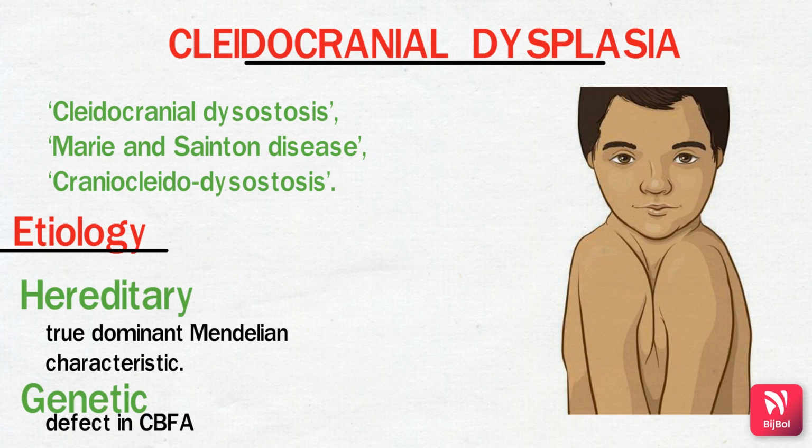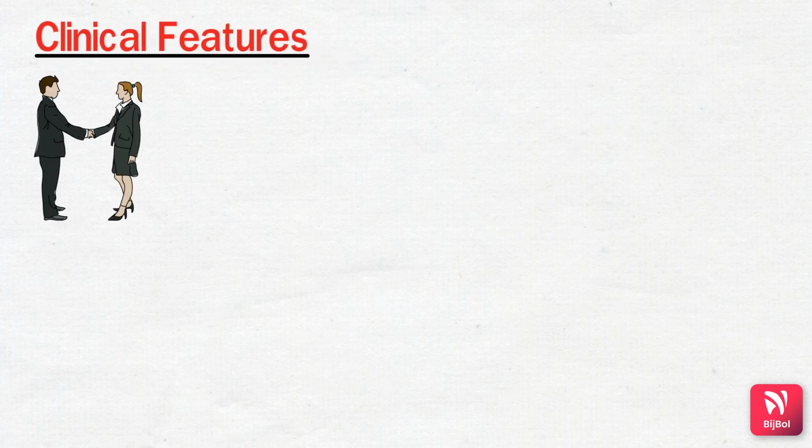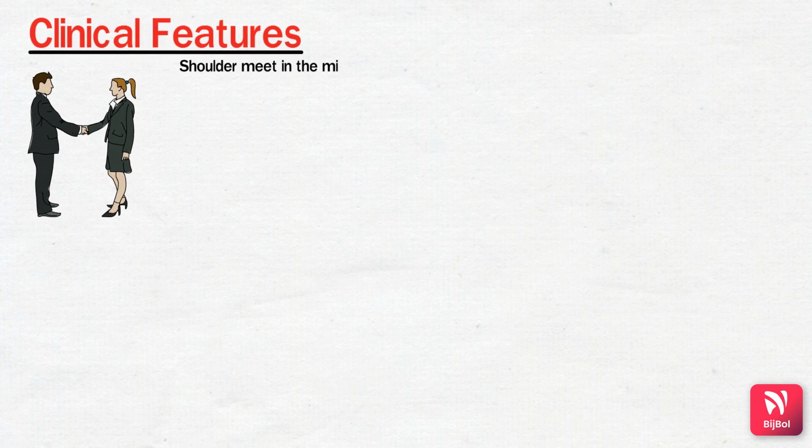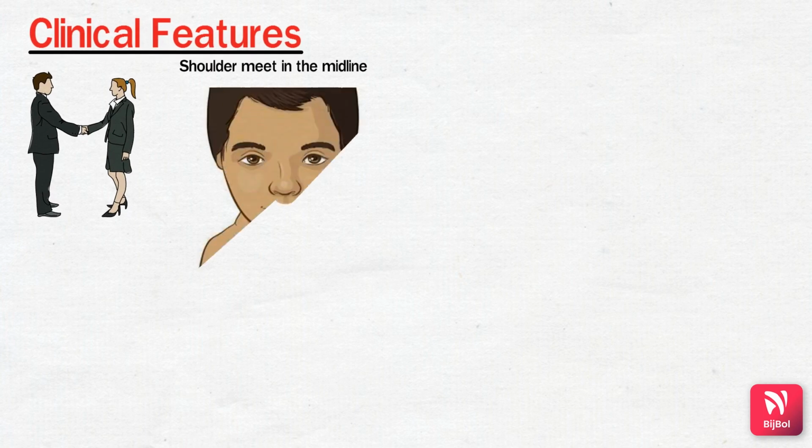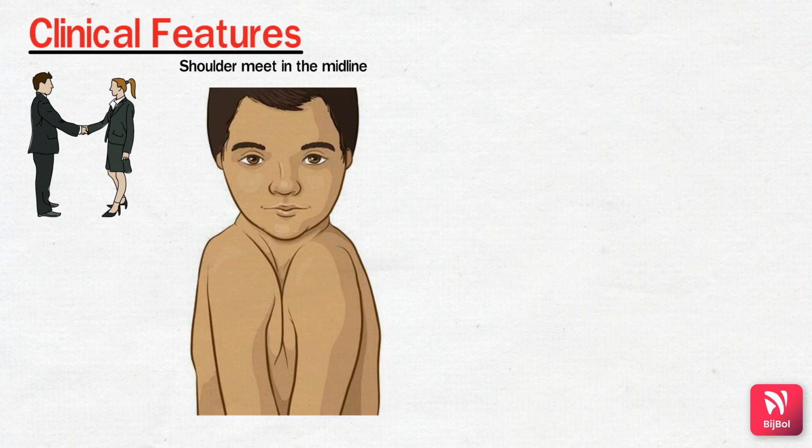Hereditary appears as a true dominant Mendelian characteristic, and when it comes to the genetic inheritance, there is a defect in the CBFA1 gene producing cleidocranial dysostosis. Let us look into the presenting clinical features. The disease affects men and women with equal frequency. The classic sites commonly involved would be the skull, clavicle and dentition.